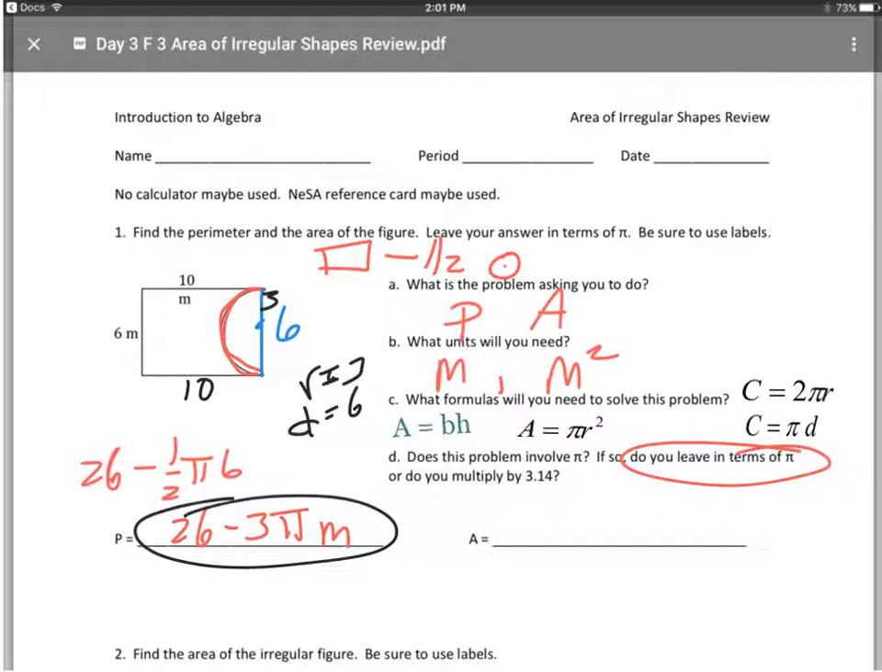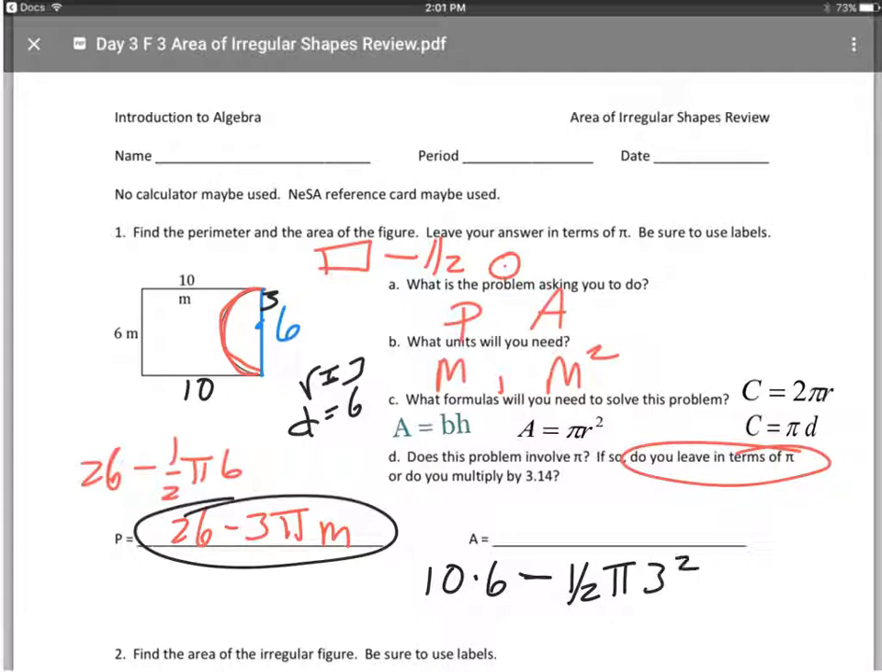Now on the area, we're going to have the same thing: rectangle minus half a circle. So what does that look like? Well, the rectangle's area is 10 by 6. So that's 10 times 6 minus half of a circle. Area of a circle, we know, is pi r squared. So half of pi, and then the radius is 3. Oops, want a 3 in there.